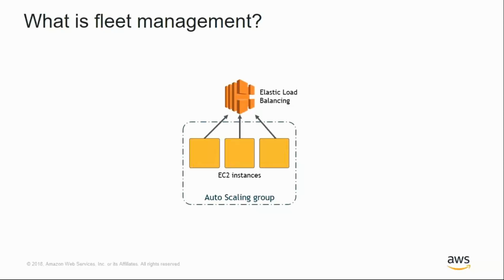If one availability zone were to become unhealthy or unavailable, auto-scaling launches new instances in an unaffected availability zone. And when the unhealthy availability zone returns to a healthy state, auto-scaling automatically redistributes the instances evenly across all the designated availability zones. So that's fleet management.